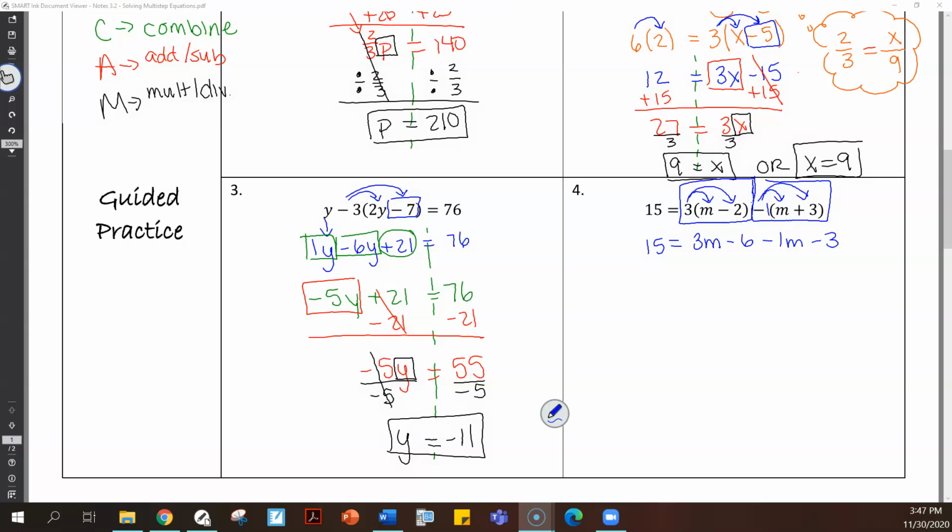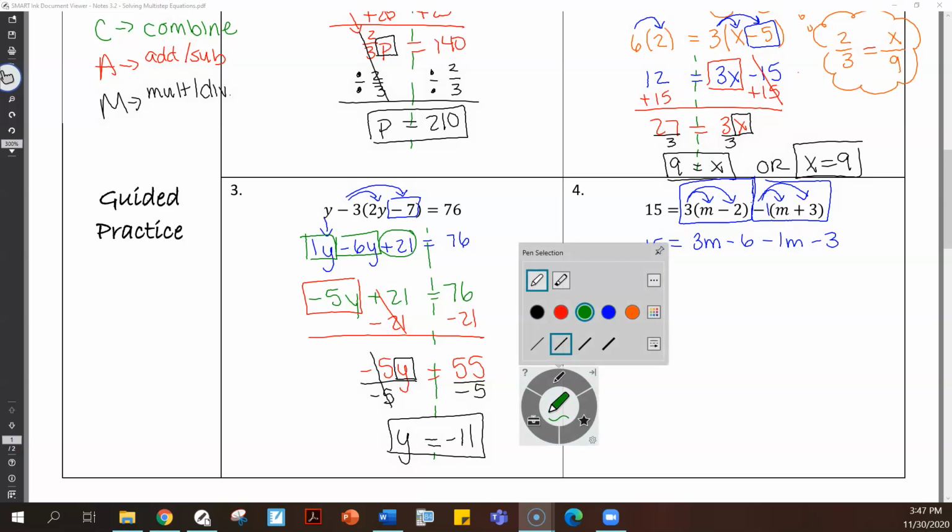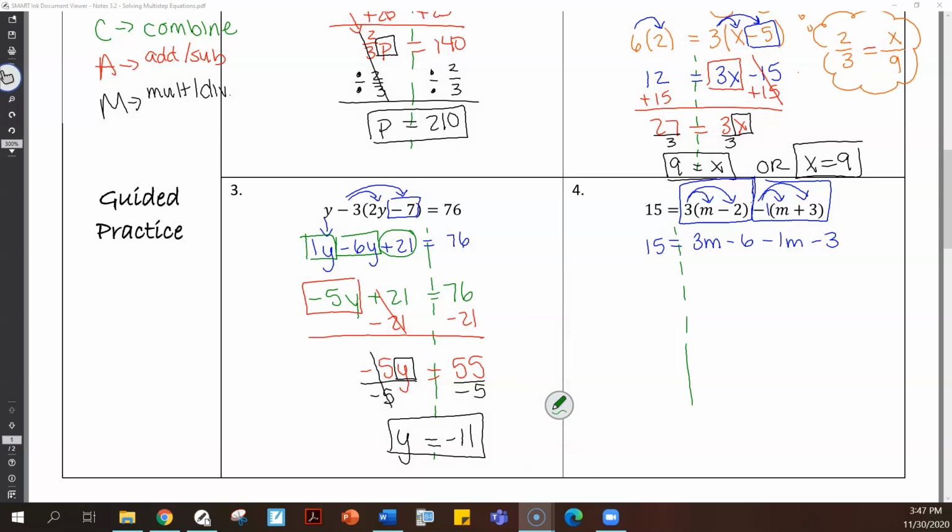So I've distributed. We can move on to combining like terms. Again, I only want to look on each side of the equation separately. So on this side, I only have 15.